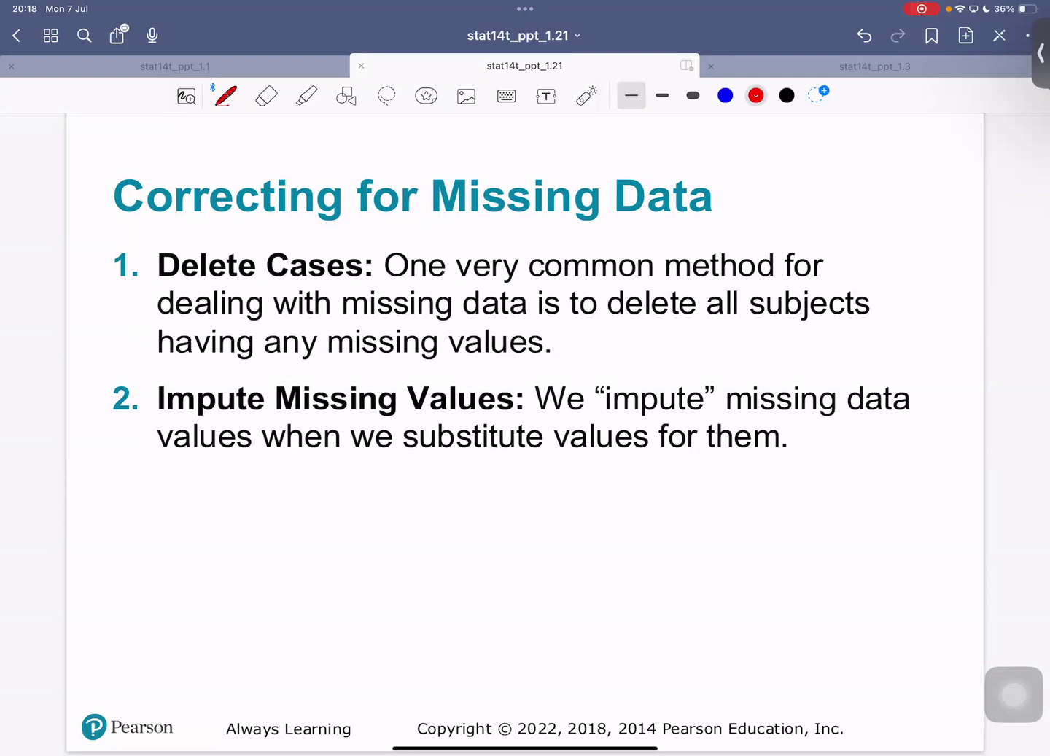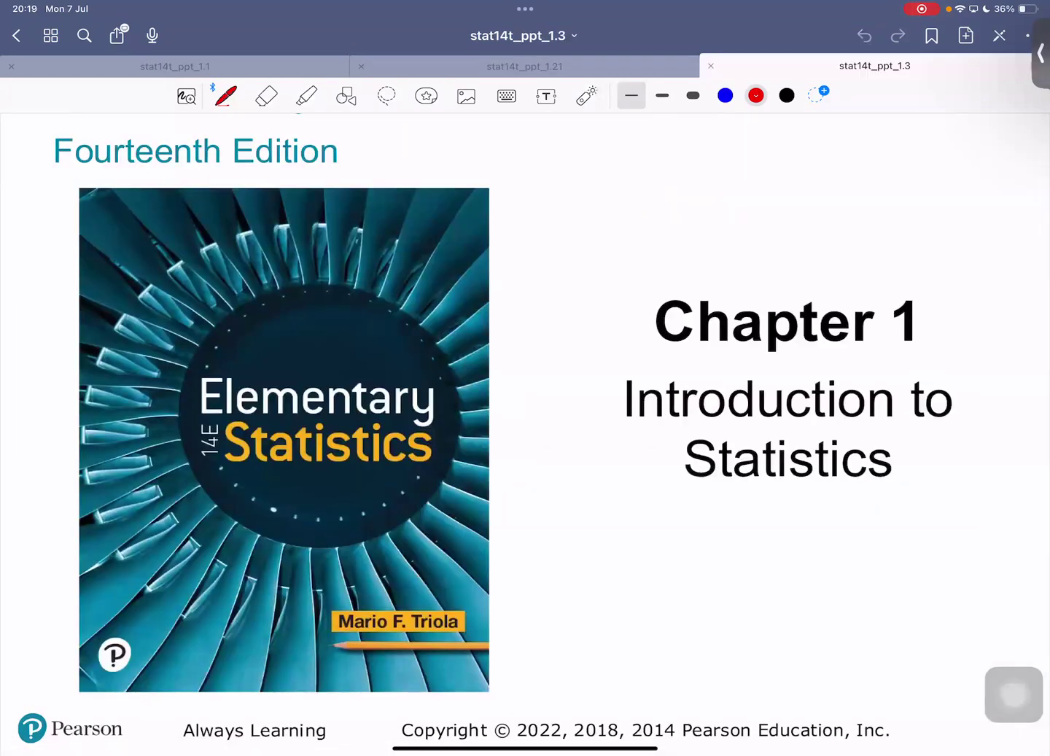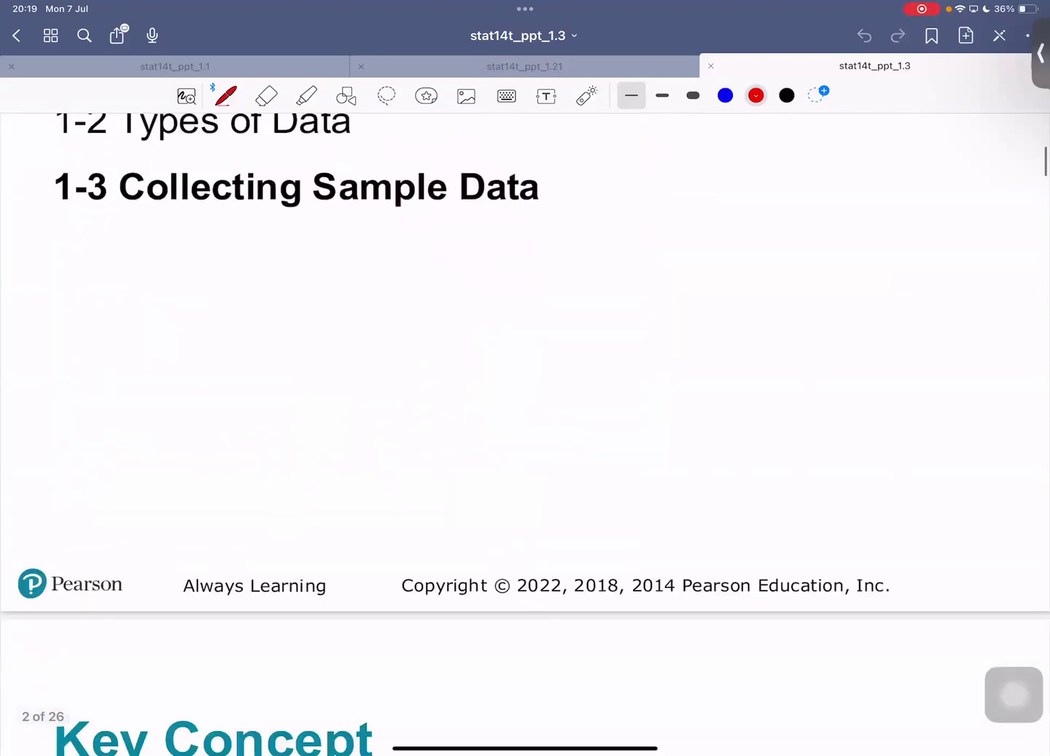If you find some missing data on the table, maybe some of you in the class, I'm gonna do the evaluation, and some of you didn't do the evaluation. So I'm just gonna distribute the evaluation form again to those people, and they fill in the information, and I collect it. So it's gonna be fine, and we have a good conclusion. Okay, so those are two ways to correct the missing data. Now, we are going to study collecting sample data.